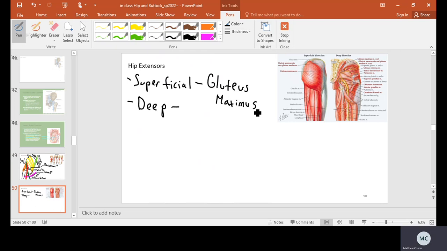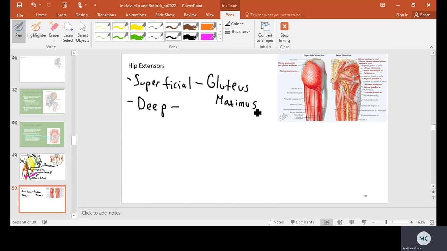Gluteus maximus is going to be one of my major forceful hip extensors. It's going to be innervated by the inferior gluteal nerve. And remember, we talked about gluteus medius and gluteus minimus last week, or Monday, whenever that was. And we said gluteus medius and gluteus minimus are innervated by the superior gluteal nerve. And what that superior actually means, right? It's superior relative to its exit through the pelvis based on its position with piriformis. Gluteus maximus, bless you, inferior gluteal nerve. Okay? That's going to be the superficial section.